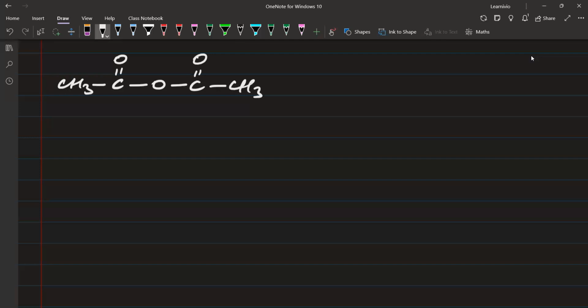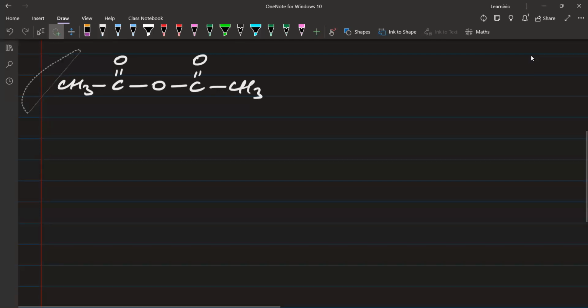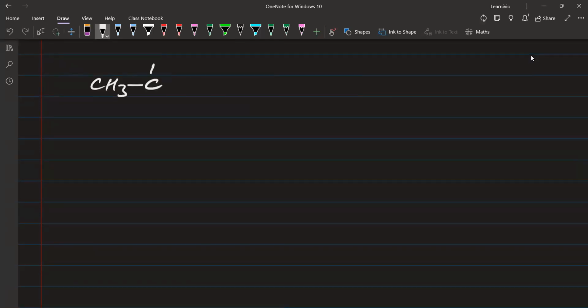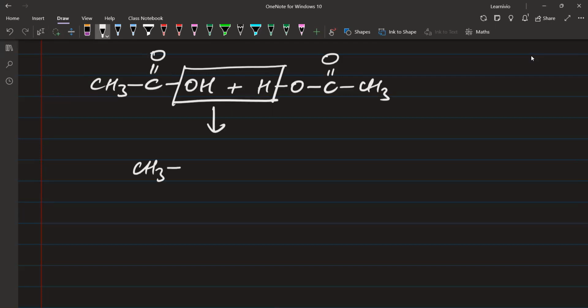Suppose we have an acid, CH3 double bond O and OH, and we take another the same. Both of these are acids. If I remove water, 2 hydrogens and 1 oxygen, you get acetic anhydride: CH3 C double bond O, oxygen, C double bond O CH3. Okay, so this is the acetic anhydride we are going to react with.